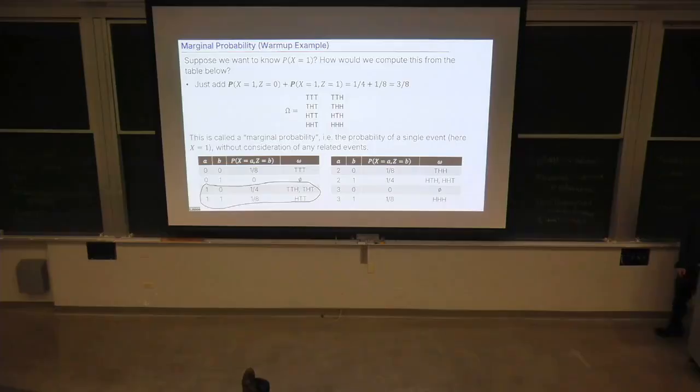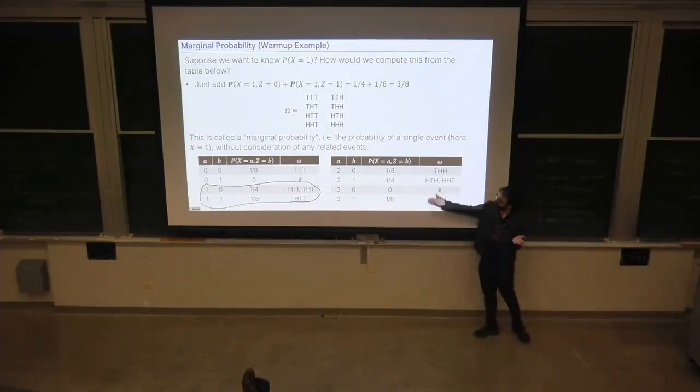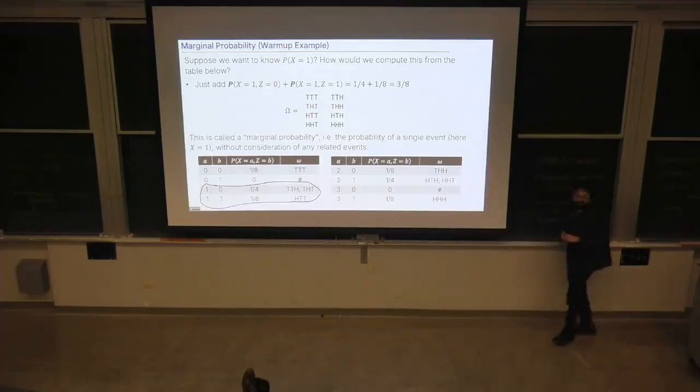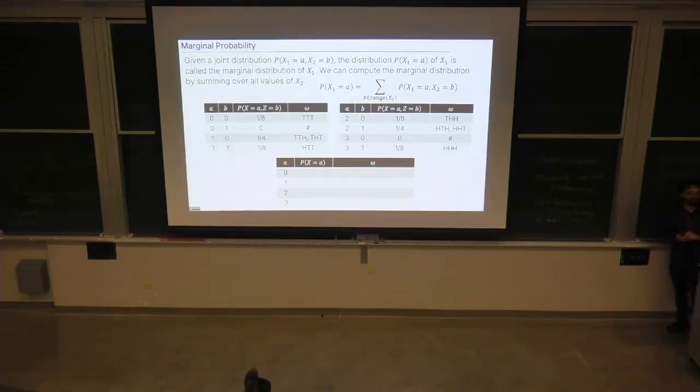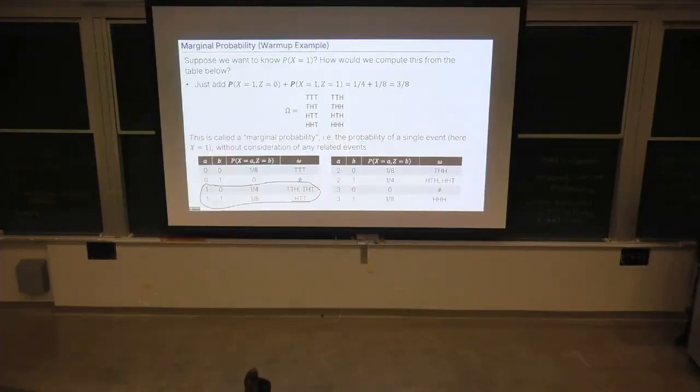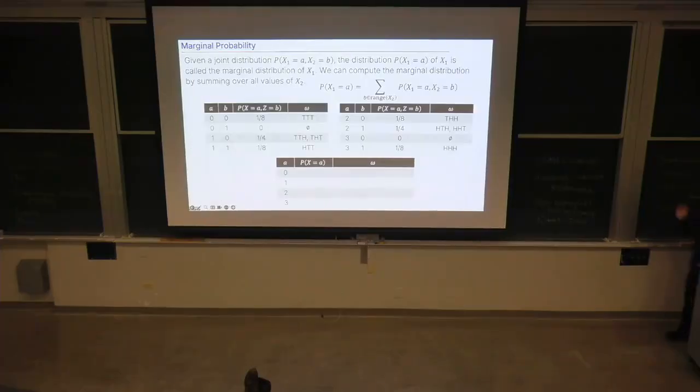Okay? That's called a marginal probability, and basically the idea is it's the probability of a single event. So in this case, X equals 1, without consideration of any related events. You compact them all to 1. Marginal probability, you can also form a marginal probability distribution instead of just getting a single marginal probability, as follows.